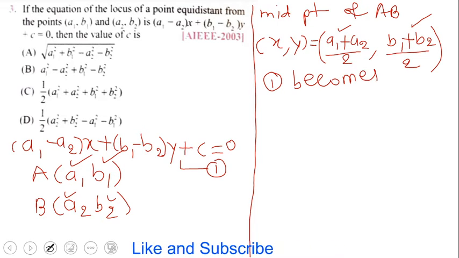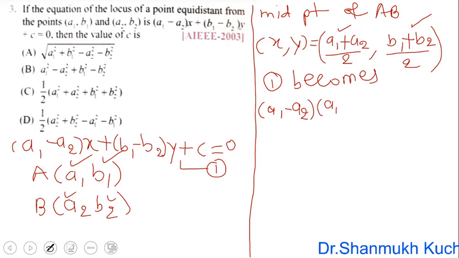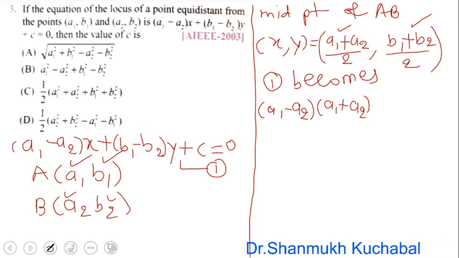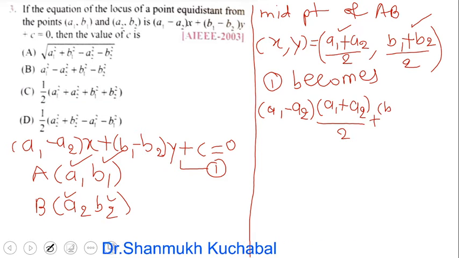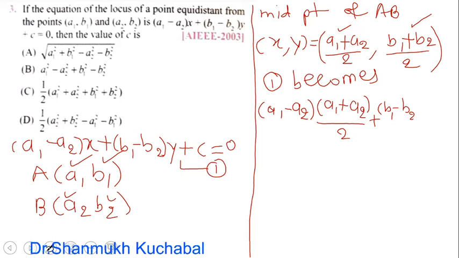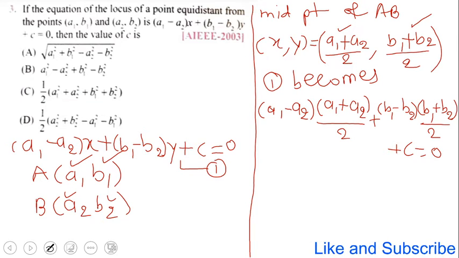So equation 1 becomes (A1 minus A2) times x, which is (A1 plus A2) divided by 2, plus (B1 minus B2) times y, which is (B1 plus B2) divided by 2, plus C equal to 0. Then further we have to simplify this one.